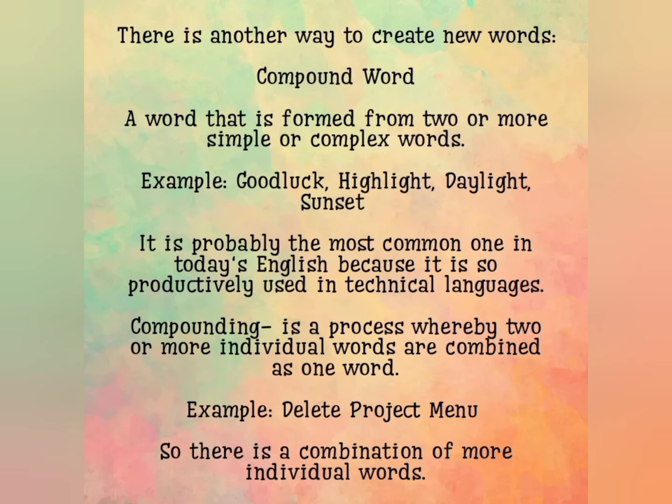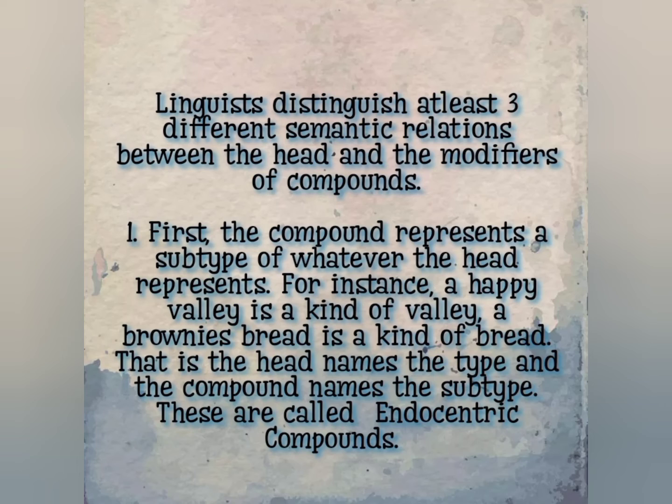There is another way to create new words, the compound word, a word that is formed from two or more simple or complex words. For example, good luck, highlight, daylight, and sunset. It is probably the most common one in today's English because it is so productively used in technical languages. Compounding is a process whereby two or more individual words are combined as one word. For example, delete, project, menu. So there is a combination of more individual words.